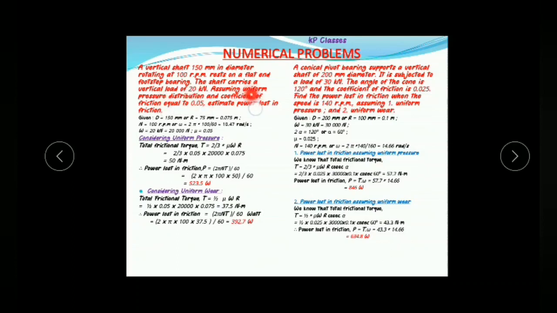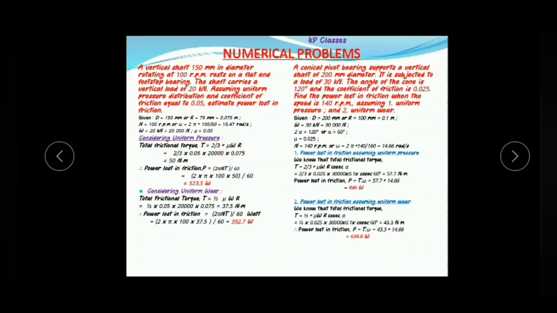In the question, the data given are: vertical shaft diameter 150 mm, that is D equal to 150 mm. Therefore, radius R equal to 150 upon 2 equal to 75 mm, which is equal to 0.075 meter. N equal to 100 rpm. From N, omega equal to 2 pi n by 60 equal to 2 pi into 100 by 60 equal to 10.47 radian per second. W equal to 20 kilonewton equal to 20,000 Newton. Mu equal to 0.05. In this question, only uniform pressure is given.